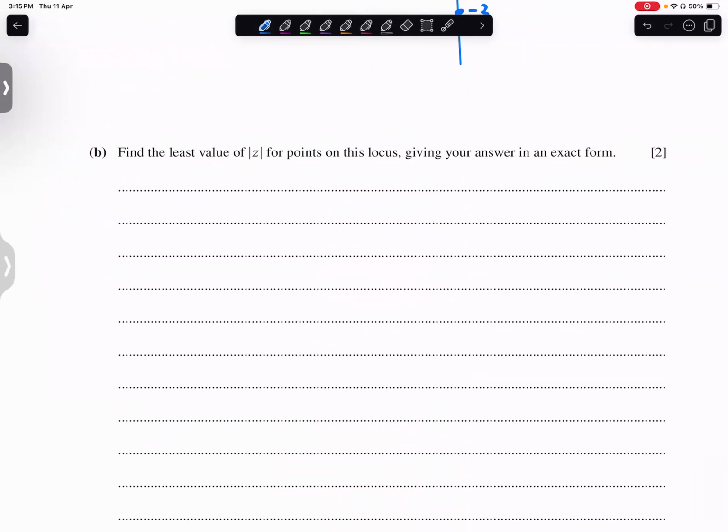Okay. So moving on to the next part: find the least value of mod of z for points on this locus, giving your answer in exact form. So students, first of all, write the definition of mod of z. Here you will always have something which is subtracted from z. You cannot see anything subtracted from z, so I can consider that this can be 0 plus 0i. So I can write mod of z as mod of z minus (0 plus 0i).